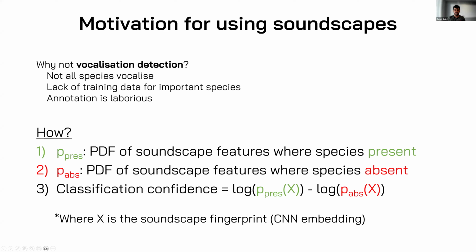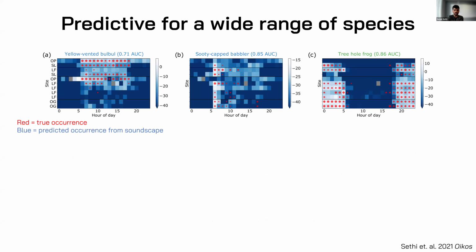Probably not worth getting into the technical details, but this is the way that we did it. We aggregated data at 20-minute levels, and then we classified probability of occurrence based on the soundscapes where the species was present and soundscapes where the species was absent. What we found was that actually this method was very predictive for a wide range of species.